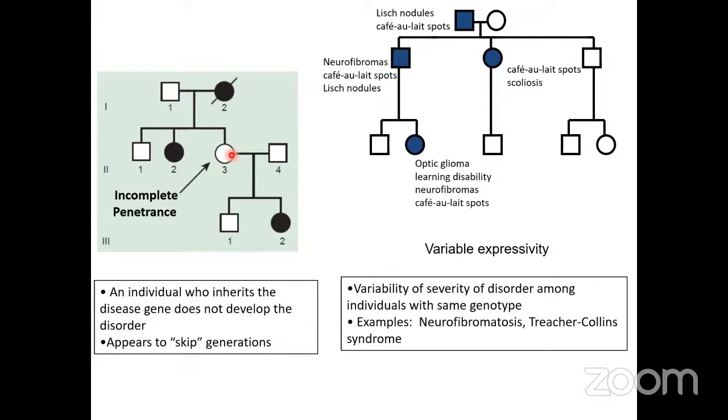Okay. There is something called variable expressivity. For example, in this family, you look at this. The first generation has Lisch nodule and café-au-lait spot. In the second generation, this male child has neurofibroma, café-au-lait spots, and Lisch nodule. The female individual has café-au-lait spot and scoliosis. Whereas this granddaughter has optic glioma, learning disability, neurofibroma, café-au-lait spot. So variable expressivity is the variability of severity of disorder among individuals with the same genotype.